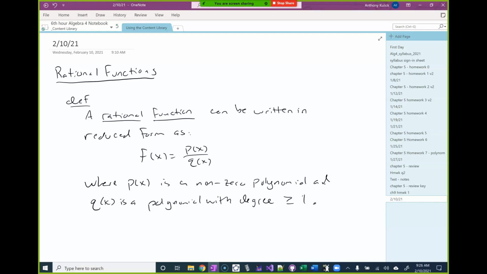But that's it. The reason we don't want it to have degree less than 1 is because then we could have something like x over 2, which is just 1/2 x, which is a linear function. And we don't want that, right? Because we've already talked about linear functions before. We need this to just be new stuff. So that's the idea. But the big takeaway here is just that it's a polynomial divided by another polynomial. Okay? Is everybody okay with that idea?